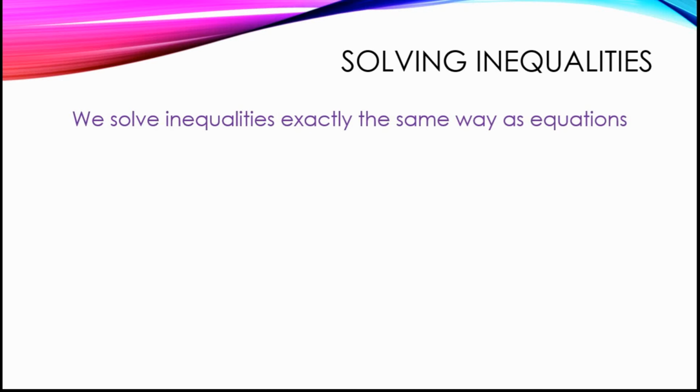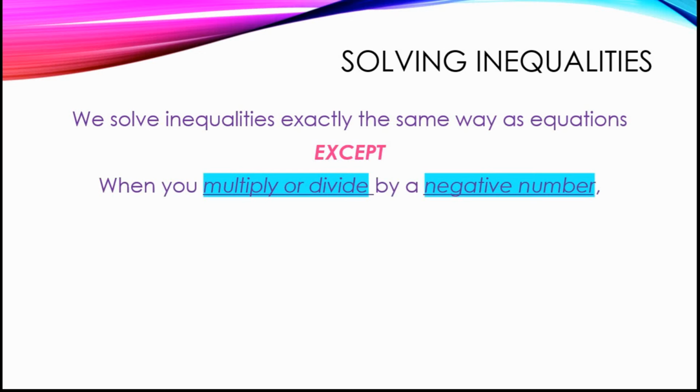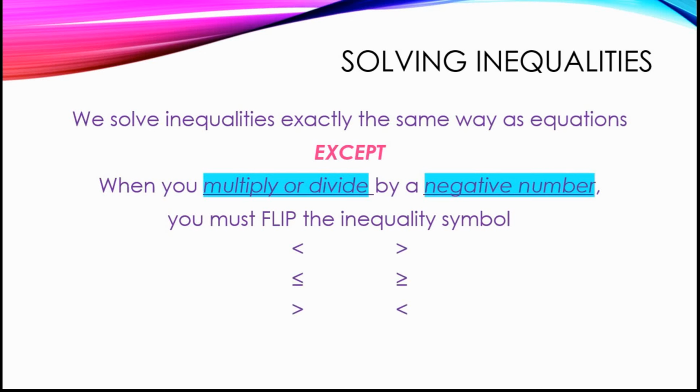So when it comes to solving inequalities, we solve inequalities exactly the same way as equations, except there is one difference, okay? The one difference is anytime we multiply or divide by a negative number, now keep in mind it is multiplying and dividing only, you have to flip the inequality symbol. So what that looks like is you've got these symbols. You would go from less than to greater than if you multiply or divide by a negative. And that applies to each of those four symbols.